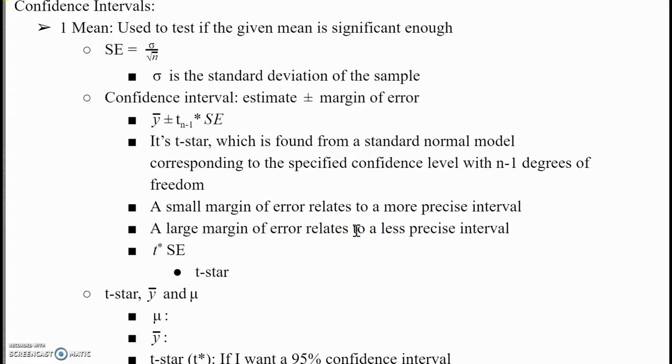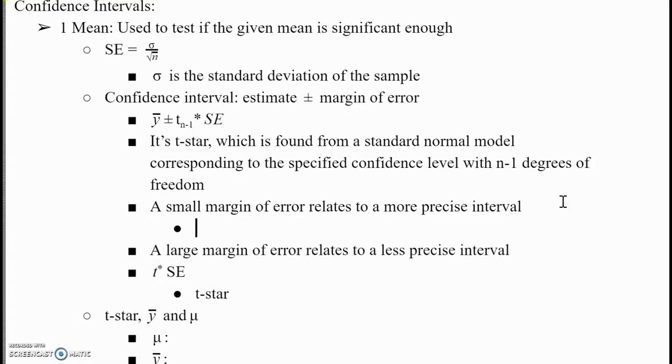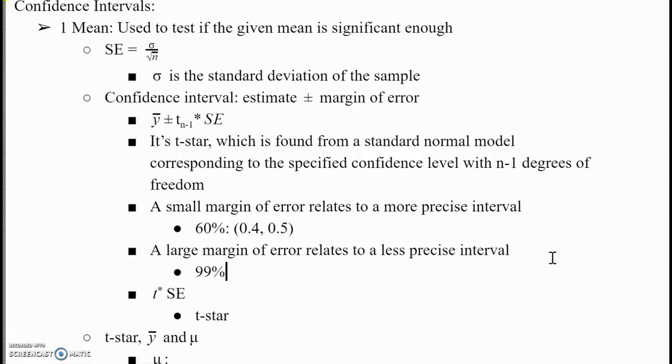When I refer to a large margin or small margin of error, I just mean this has a larger spread. So for example, for a small margin of error, let's say I said 60% confident, my interval could be something like this. And let's say my true mean is 0.45. But a large margin of error with 99% confidence could be something like 0.1 to 0.9, for example. As you can see, both of these will capture the true mean, which is 0.45, but this is just a broader or wider range.